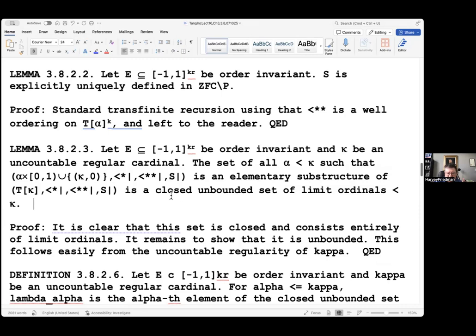Union of substructures is a substructure, so that's why it's closed. Now, for it to be unbounded, you actually have to build something. And you use the uncountable regularity to show that you can do that. All right.